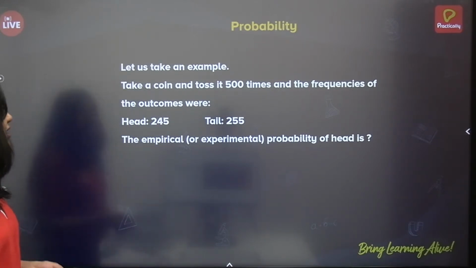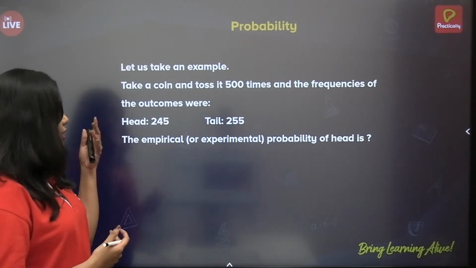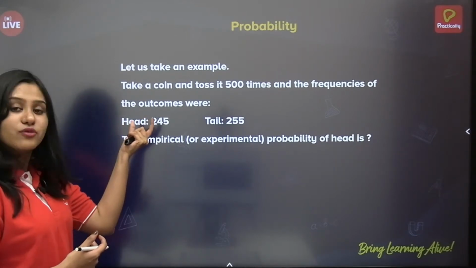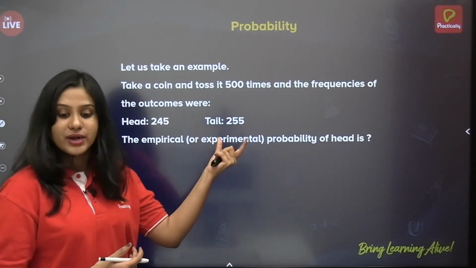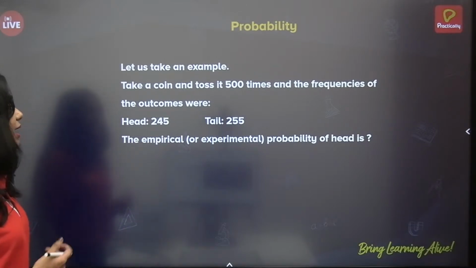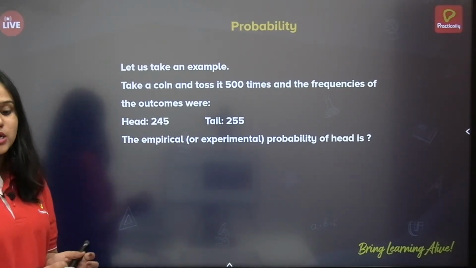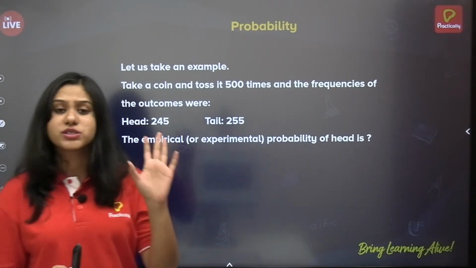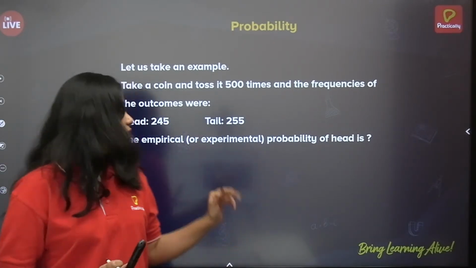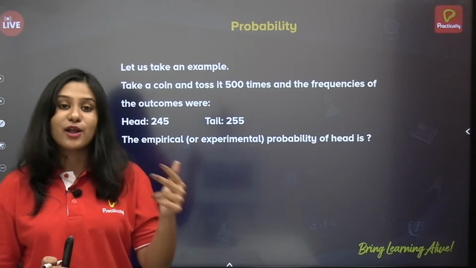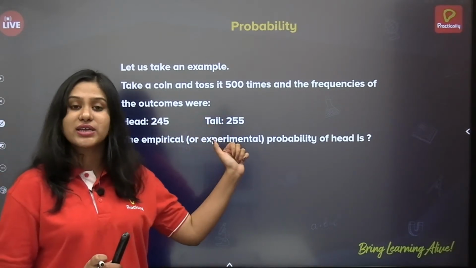Okay. So, how many times did we get head? 245. Tail, we got 255 times. Correct? The empirical or experimental probability of getting a head is. So, again, study, I have tossed a coin 500 times. Okay. So 245 times I got head, 255 times I got tail.